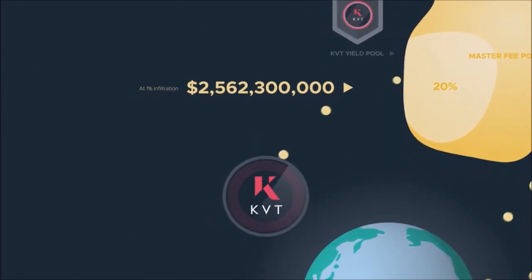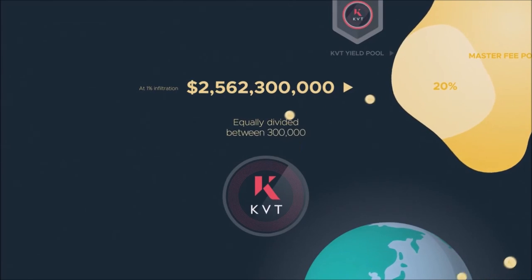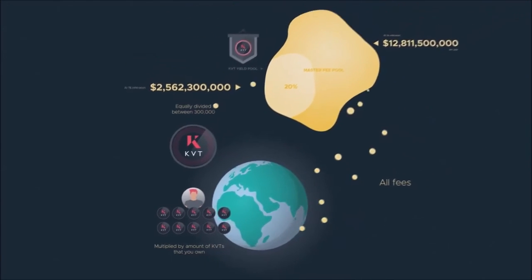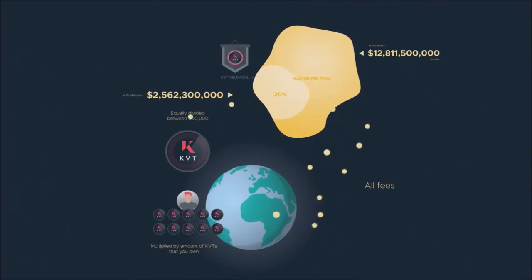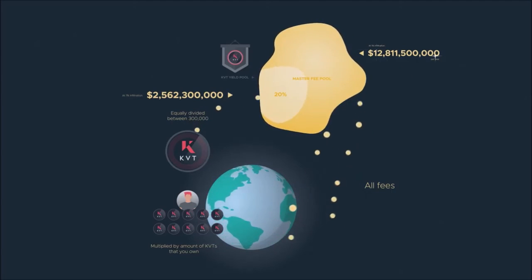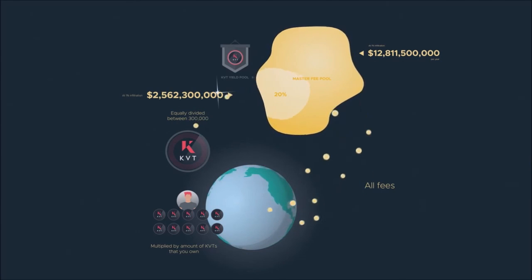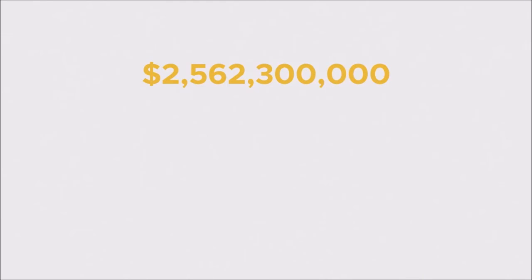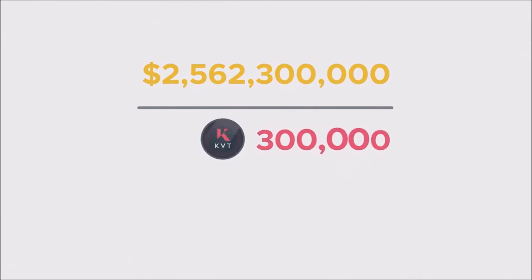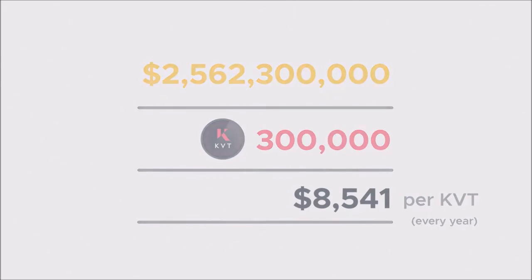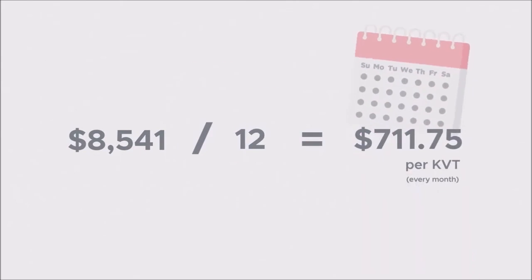or $2,562,300,000 will go to KVT holders, which will then be equally divided by 300,000 and then multiplied by the amount of KVTs that you own. So to reiterate, 20% of the master fee pool of $12,811,500,000 equals $2,562,300,000. Therefore, $2,562,300,000 divided by 300,000 KVTs equals $8,541, paid in KAU per KVT. This will be paid monthly to KVT holders' accounts in KAU.